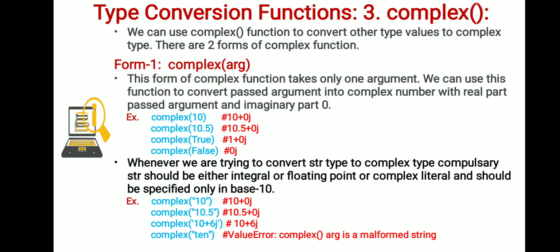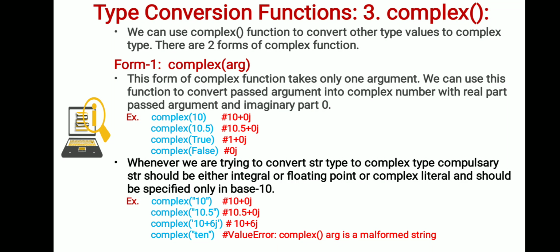Now whenever we are trying to convert a string data type to a complex data type, compulsorily the string should be either an integer, floating or a complex literal, and should be specified only in base 10. Means if we are converting a string value to a complex value, then that string value must be an integer literal or floating point literal or a complex literal. Okay, and if it is an integer literal, then it should be specified in base 10 only.